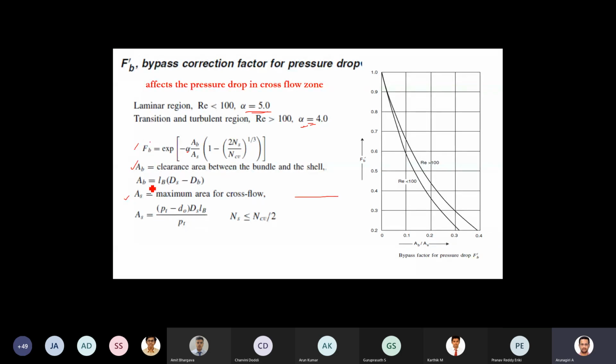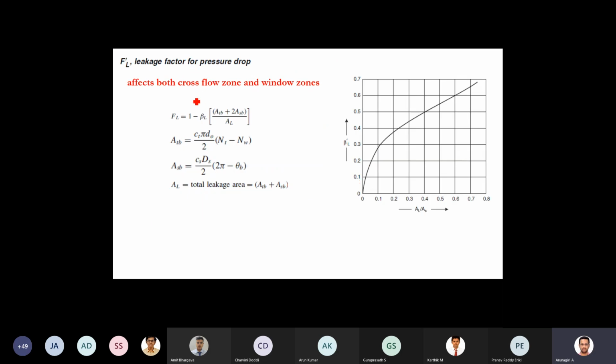Okay, so FB dash is the same formula, but this alpha is a different value, or you can directly calculate it from this chart. Another one is FL dash. That will account for both the cross flow zone and the window zones. So this is the formula. You have to calculate BL dash from this diagram.